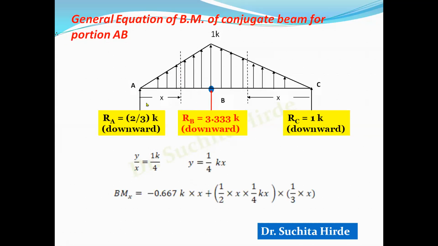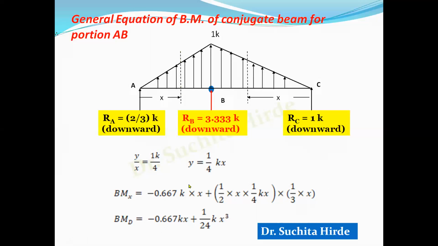So bending moment is equal to, due to this reaction, which is a downward reaction, minus 2/3 K into x, and due to this triangular portion, area of the triangle half base into height y, here y is 1/4 kx, multiplied by distance, that is 1/3 of x. So this is the equation of bending moment for any section in between A to B. If you simplify this, you will get this equation: negative 0.667 kx plus kx cube by 24. So this is the general equation of bending moment in portion AB.